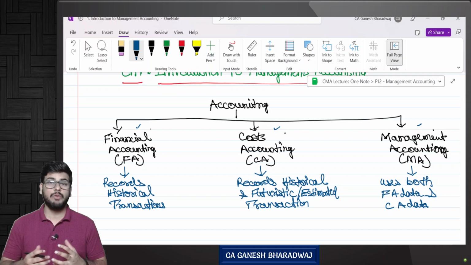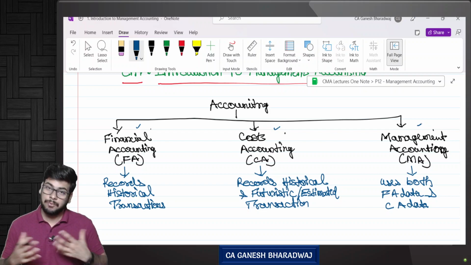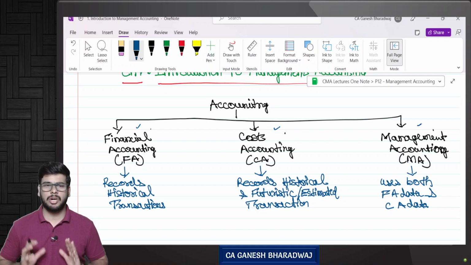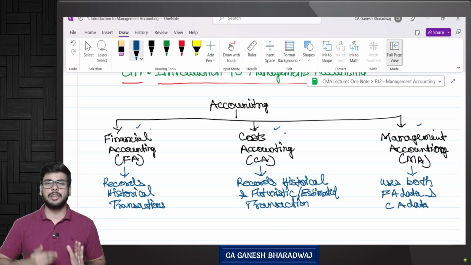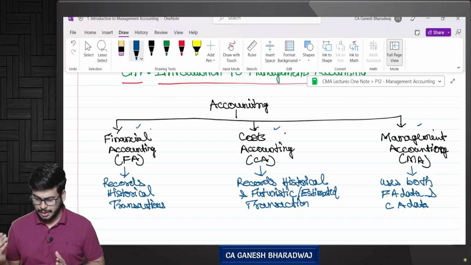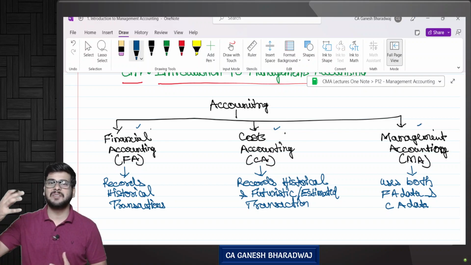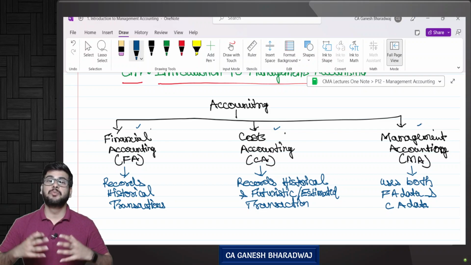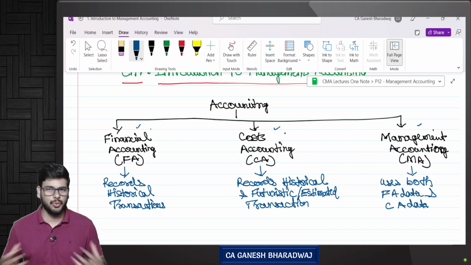Don't worry, right now you might not be able to understand it fully. Why and all that, there might be a lot of questions. Please patiently hear me out. I will slowly introduce you to the subject. So technically speaking, management accounting as a branch of accounting is broader in scope. It is huge in scope, and I'll tell you what it is meant for.